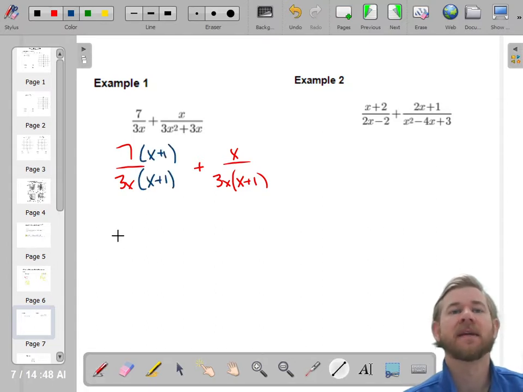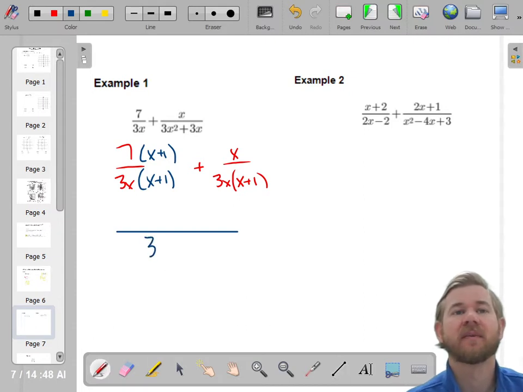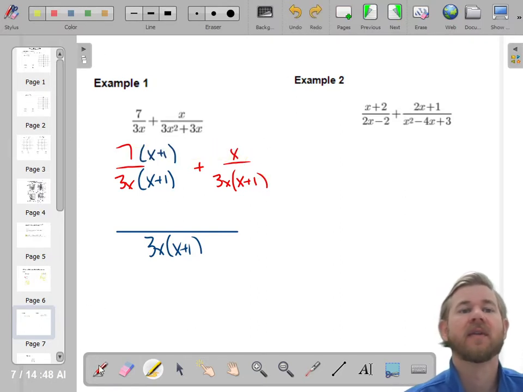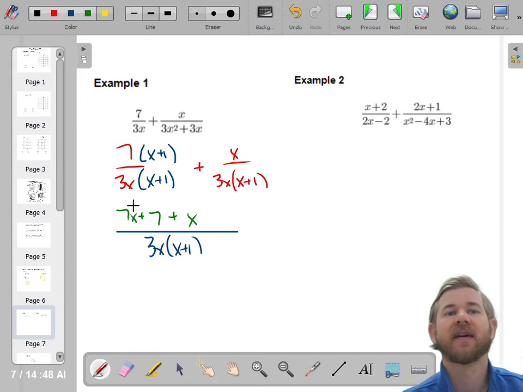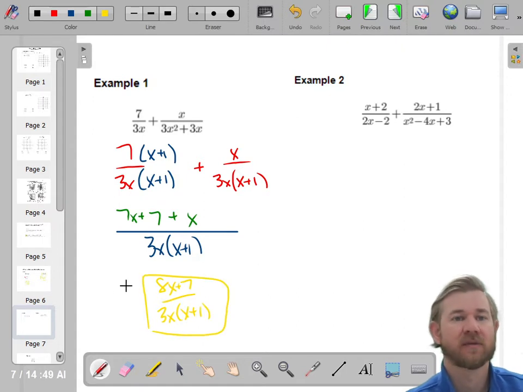Now, in the denominator, I have a common denominator of 3x times x plus 1, and now I'm just going to look at the numerator. I'm just simplifying the top of this thing. So that would be 7x plus 7, and then over here we have a plus x, so I'm just distributing 7x plus 7. And that simplifies to 8x plus 7 over, and the denominator doesn't change, 3x times x plus 1. So that's your answer.